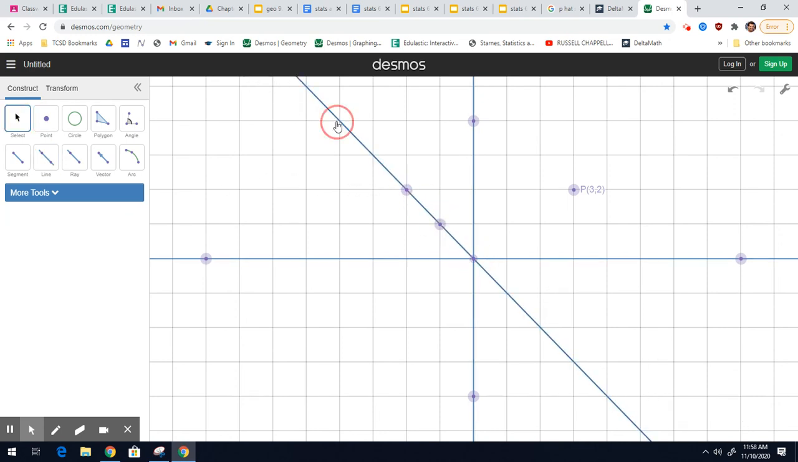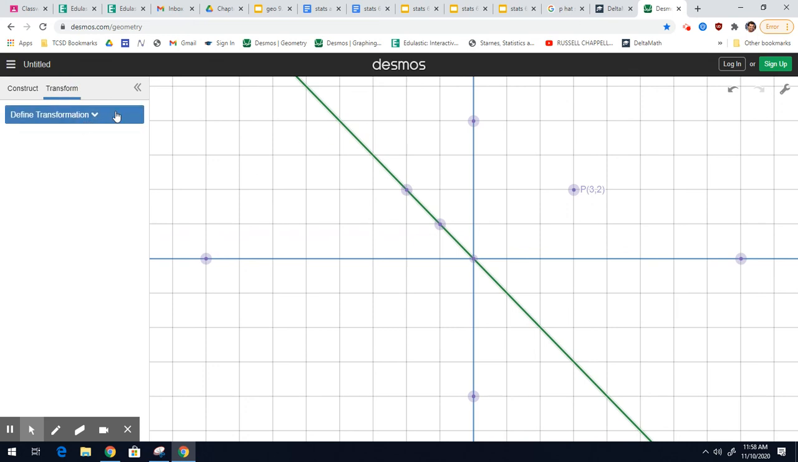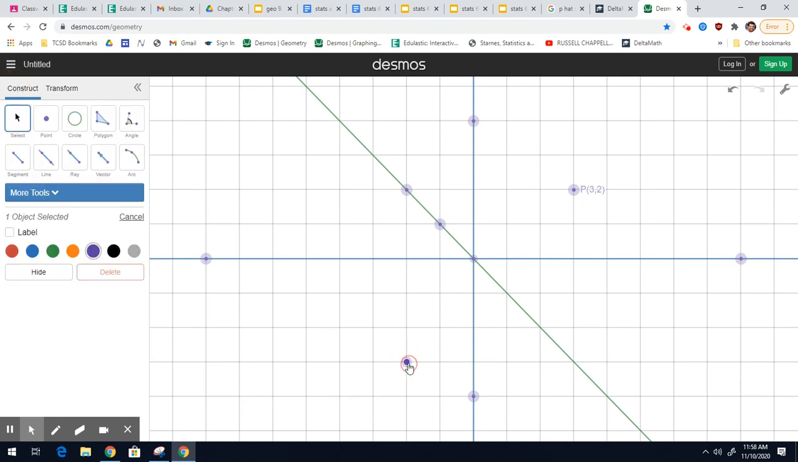Let's color it in green. Let's go to our transformations. Let's define a reflection across this line. Okay, and now let's take P and let's apply it. And boom, here is P prime. And what are the coordinates of P prime? Well, now it's negative 2, negative 3.